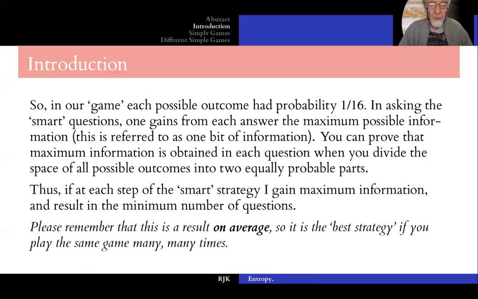And this was all worked out in Shannon's information theory. And in our game, all of our possibilities were 1 out of 16. And in the smart questions that we just talked about, you gain the maximum possible information. This happens to be 1 bit of the total number of information that there is in there. And if you use the smart strategy, you gain maximum information and result in the minimum number of questions. And this is a result that you can prove on average as long as you play the game many, many times.